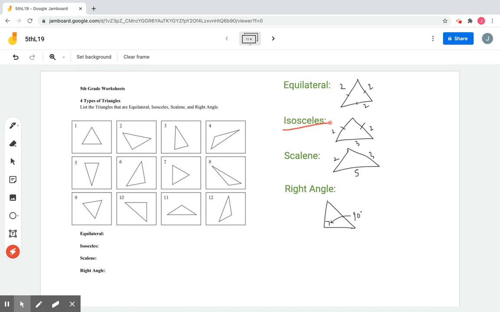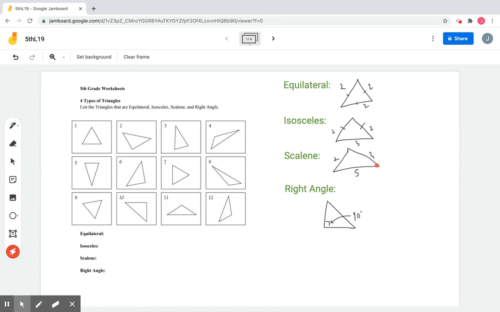And isosceles is a triangle that has two sides of equal length. For example, these two sides have the length of 2, but then this side has the length of 3. So this one side is different. So this triangle is isosceles.